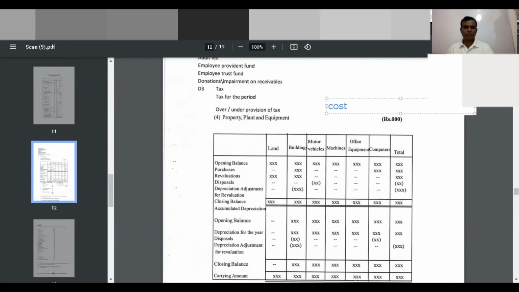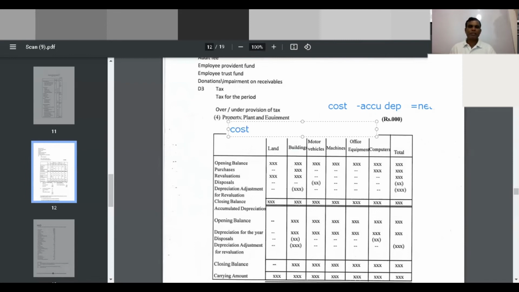Then you see cost minus accumulated depreciation, and then you get what you call net value. This is how you prepare the financial position earlier. Now here, this is the cost table. Only cost is recorded.